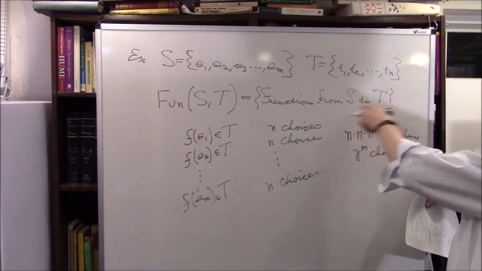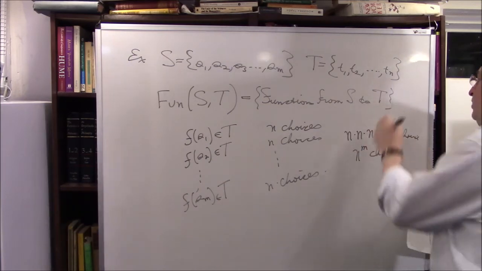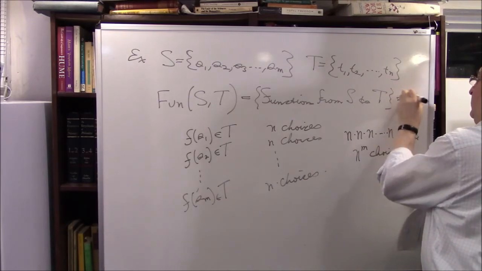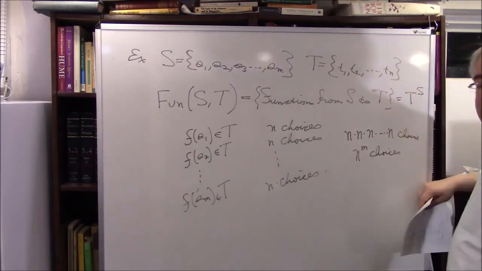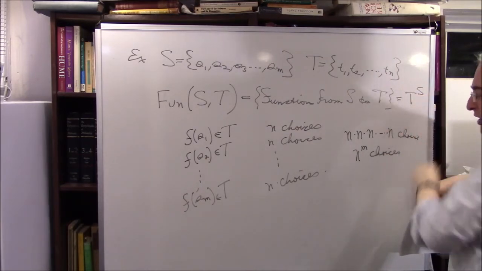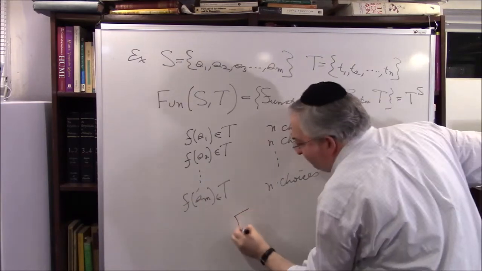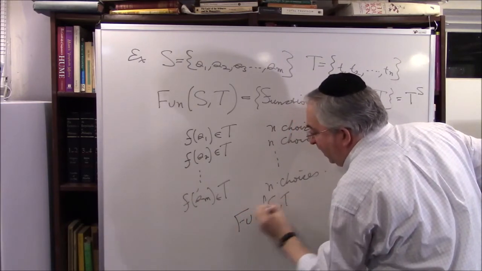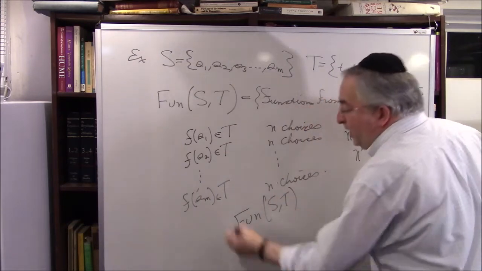I wanted to write this another way. I'm going to write this set as T to the S. You'll see why in a second. This is the set of functions from S to T. So now we can ask, functions from S to T, how many are there?